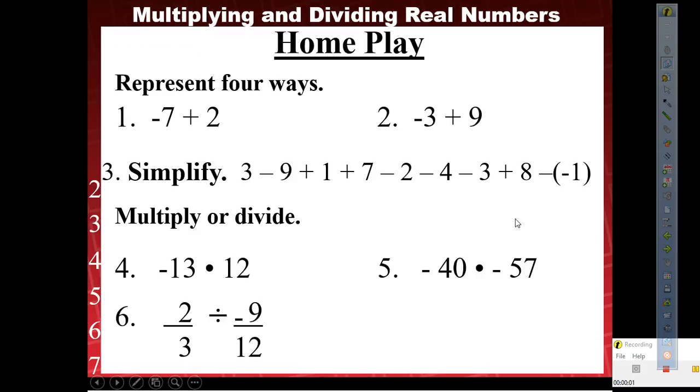Copy the home play for tonight? Home play, it's only 6 problems. The first 2, it says represent 4 ways. Number 3 says simplify. Number 4, 5, and 6 is multiply or divide.